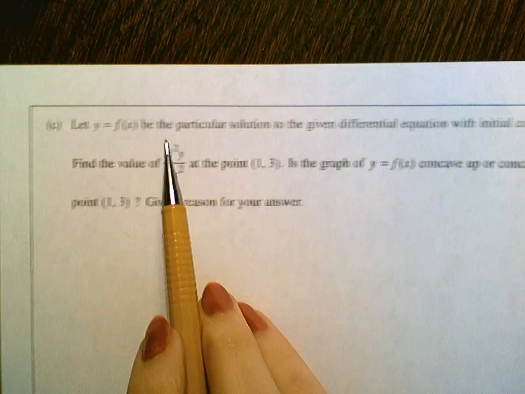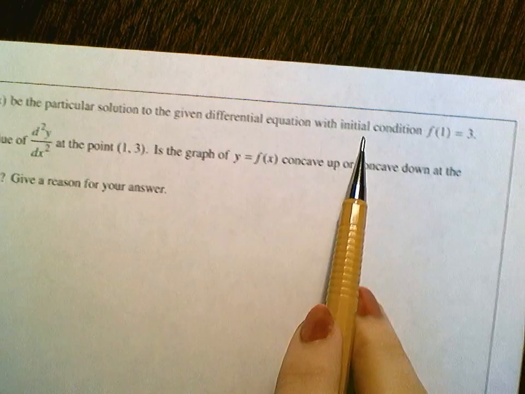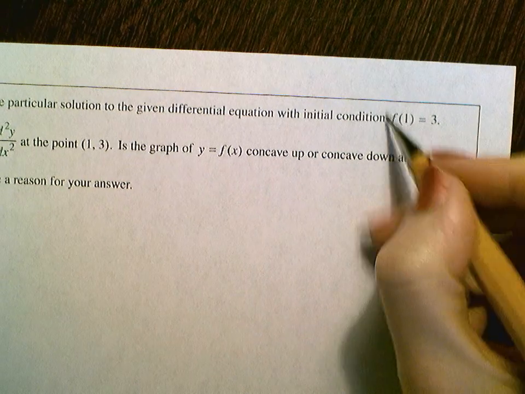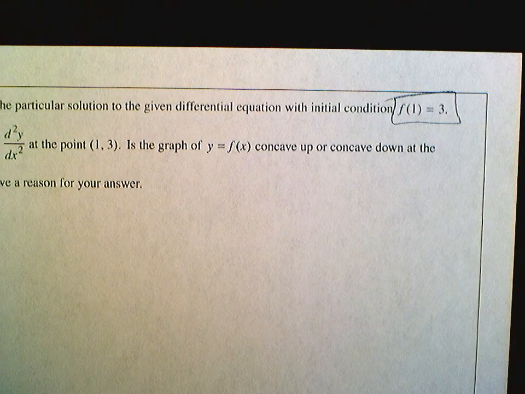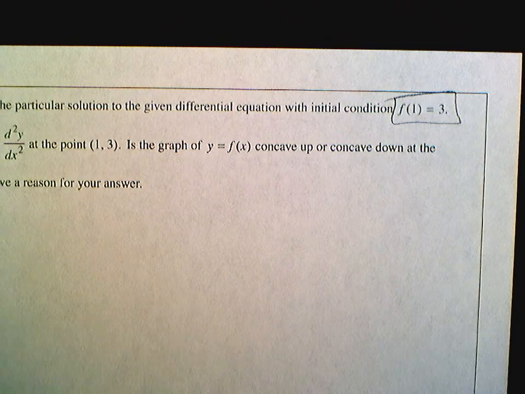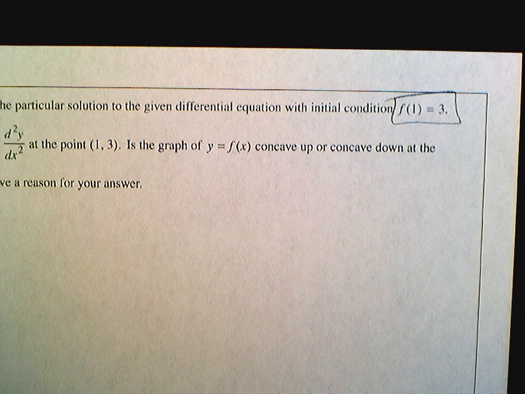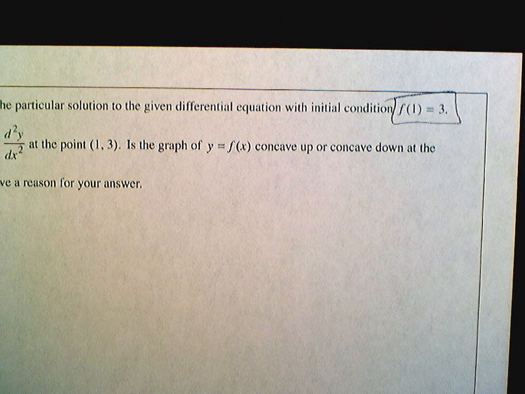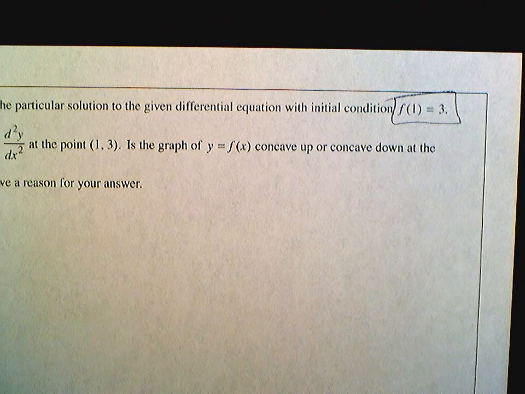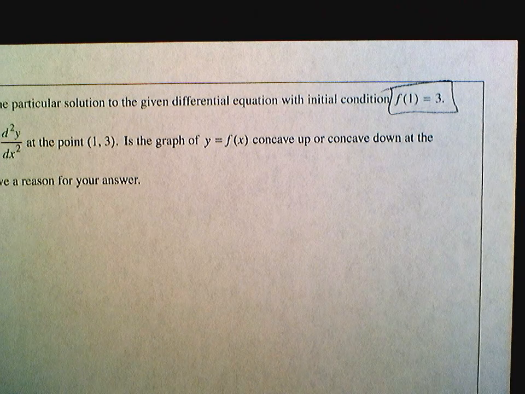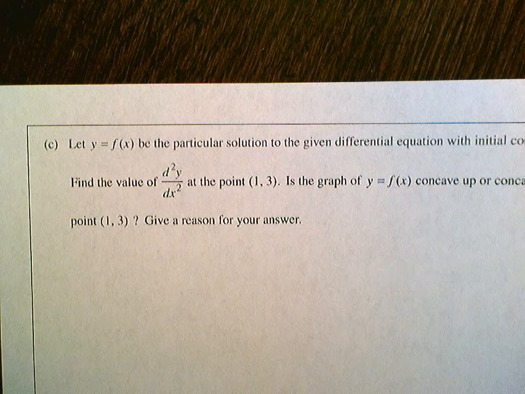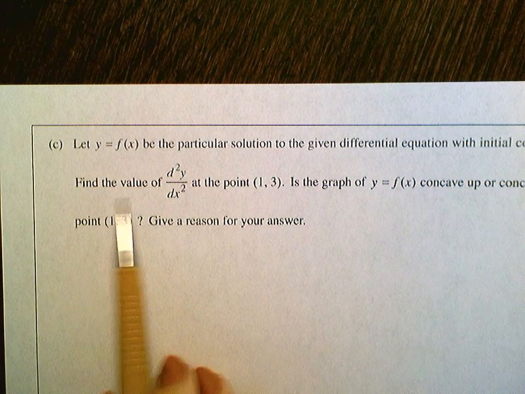So let this be the particular solution to the given differential equation with initial condition this. Initial conditions are very important. They're going to help us get the constant of integration, so they're going to help us find c, and then they're also going to help us at the end to choose between a positive or a negative, which doesn't always happen, but it does often. So find the value of this.